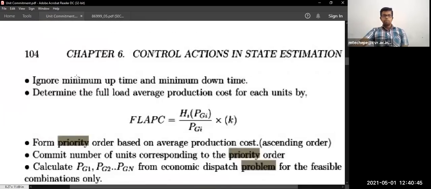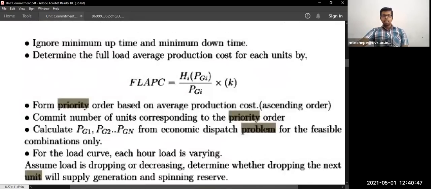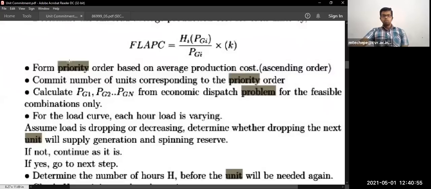So what is the first step? First step, we have to determine the full load average production cost for each generating unit, that is FLAPC. Next, we form the priority list based on the average production cost, in ascending order. Next, commit the number of units corresponding to the priority order. So we have sorted the priority by FLAPC in ascending order, and whichever FLAPC belongs to which generating unit, that generating unit we need to sort.